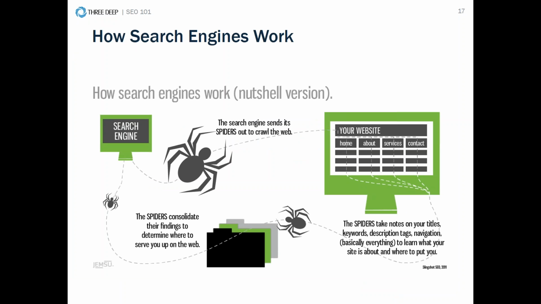So let me explain a little bit more visually about how search engines work. This is kind of the nutshell version of it. Search engines, whether it's Google, Bing, Yahoo, have these spiders or crawlers or bots, as they're sometimes referred to, that go out and crawl the web. They crawl the web through links that they discover on websites. And so when a crawler comes to a page on your site, it takes notes. It's categorizing the information there on various elements, such as page titles, description tags, navigation, the copy on the page, basically everything to learn exactly what your site is about and where to serve you up in a search engine results page. Then they consolidate their findings, categorize them in their index, and they do it all over again, day in and day out.